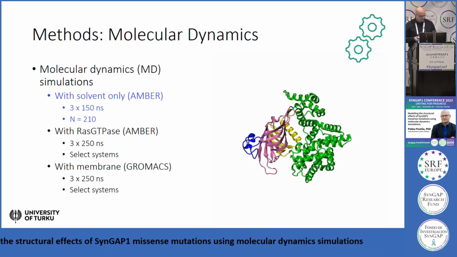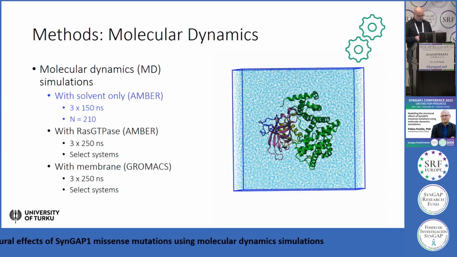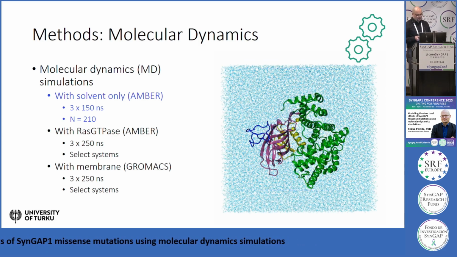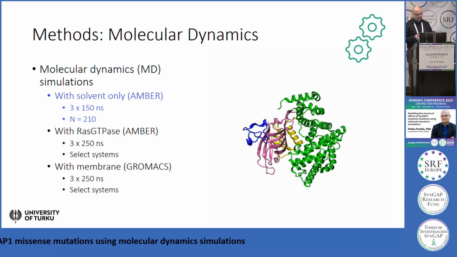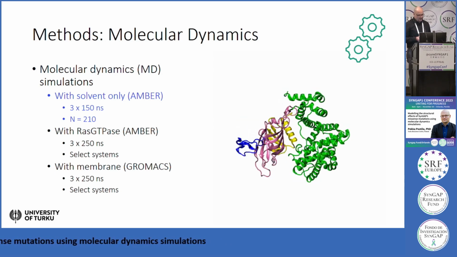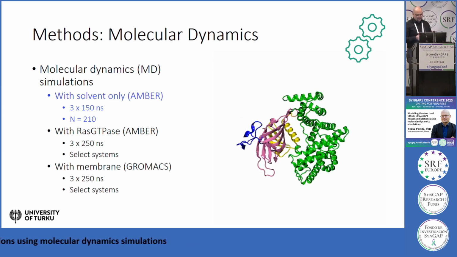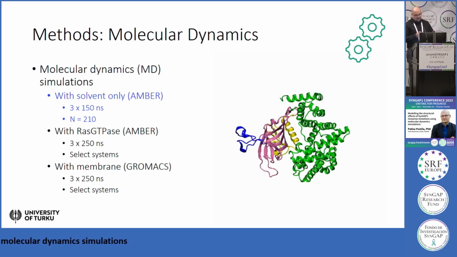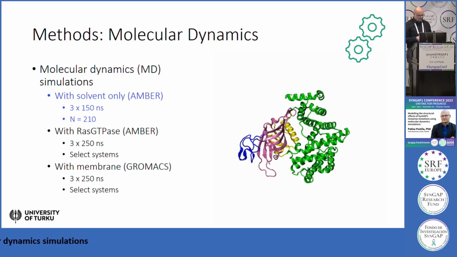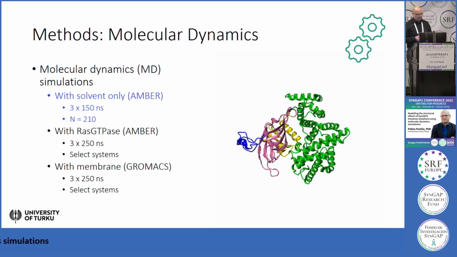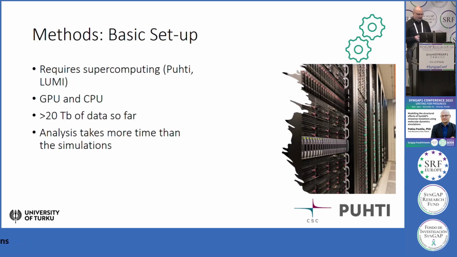There should be a movie moving around showing this with solvent simulation. We put the protein in the solvent and simulate it using atomistic simulations. So we get the thermal motion of the protein, how it interacts, what the dynamics are. We do this in 3 replicas with 150 nanosecond simulations for all of the variants. We also do calculations with the RAS-SYNGAP complex and with membrane, but I'm just going to focus on the solvent simulations in this talk.